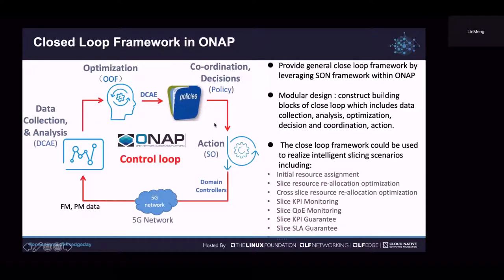This page describes the closed loop structure of ONAP, and you can see that the word in brackets is the name of the ONAP modules playing the respective roles of a closed loop. We leverage the SOM framework within ONAP to provide a general closed loop framework. The closed loop framework within ONAP is composed of building blocks such as data collection and analysis, optimization, coordination and decision, and then the action.